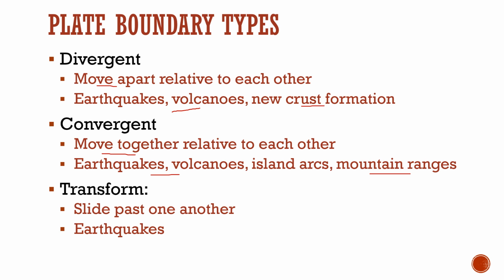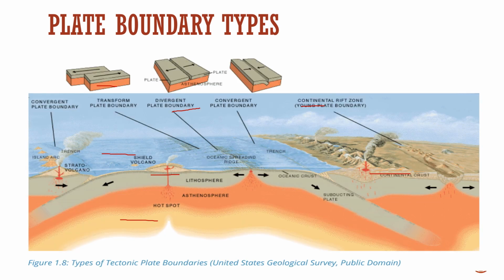And then finally, our transform. This is where they actually move past each other. They don't just collide against each other, but they actually slide over top. And this is where a lot of earthquakes can occur. This is just showing those different ones. Again, convergent, these are coming together. They're converging there. The transform, this one is actually over top of the other one. So we have all of these different types that lead to different geological activities.